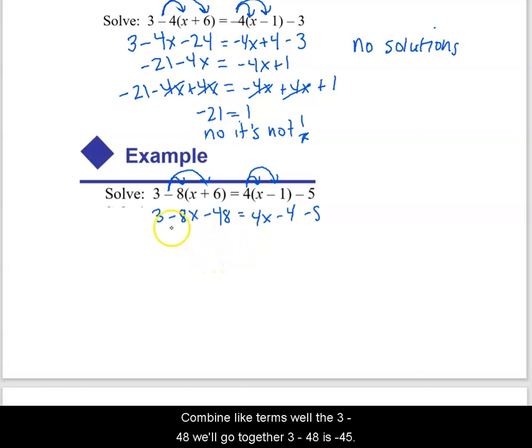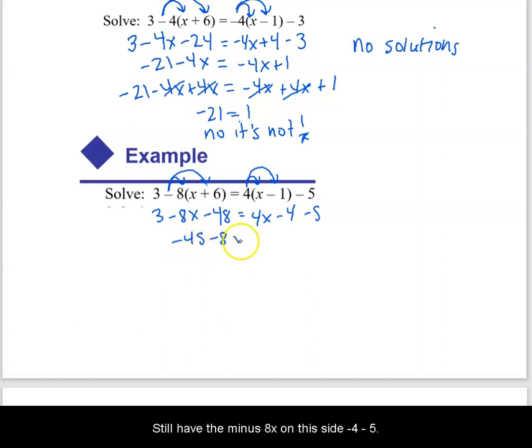Combine like terms. Well, the 3 minus 48 will go together. 3 minus 48 is -45. Still have the minus 8x on this side. -4 minus 5 is -9.